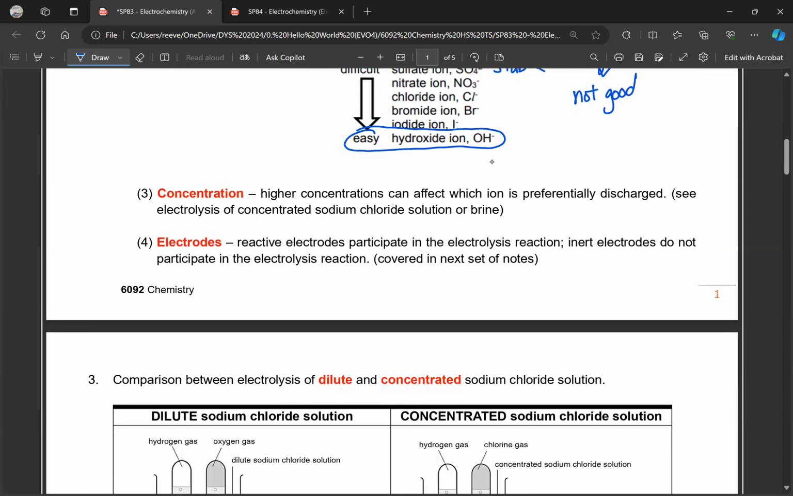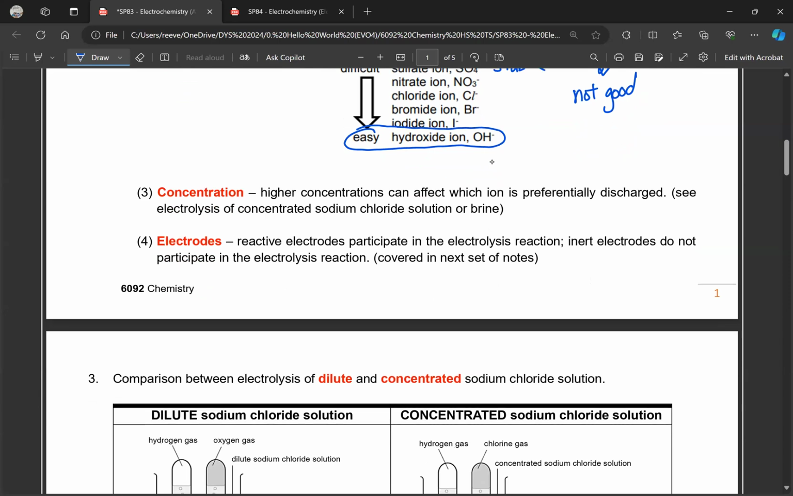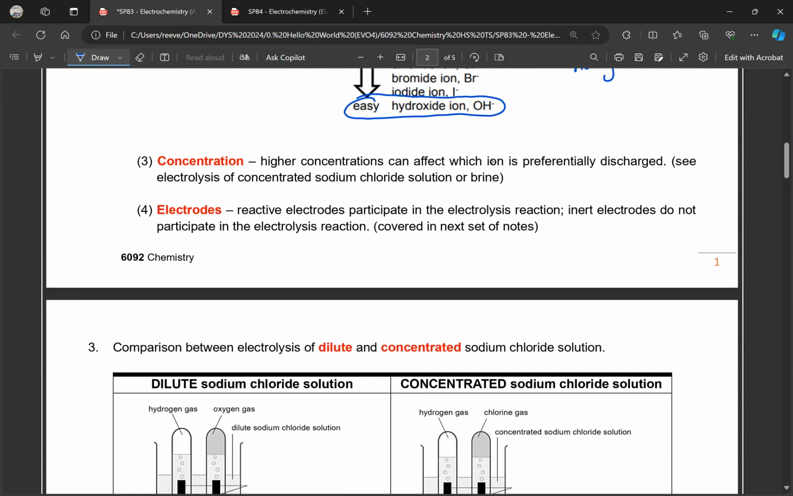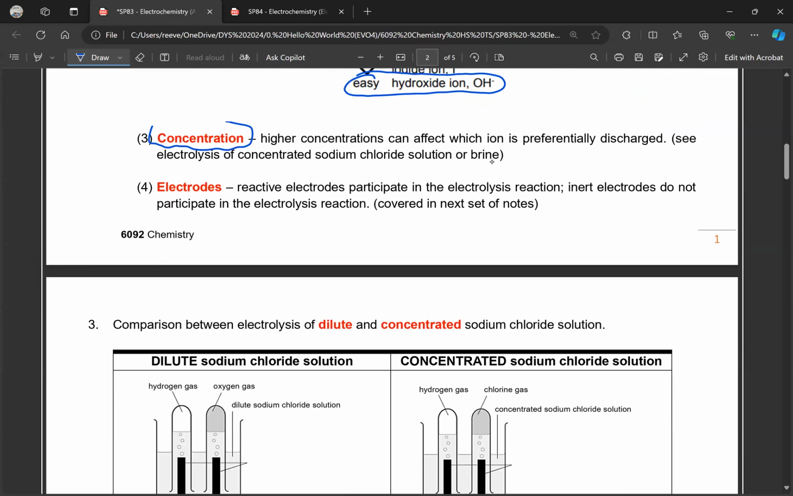Any questions so far? I need to discharge it, then I get the electron coming out. Then the electron can flow to the other end. Okay, the next thing I talk about, cation, anion. The number 3 is concentration. Because this is an aqueous solution, not the molten one. The molten one doesn't have concentration, it's just the solid melt.